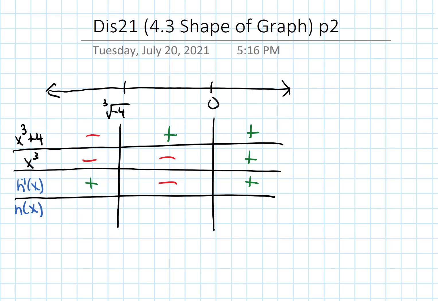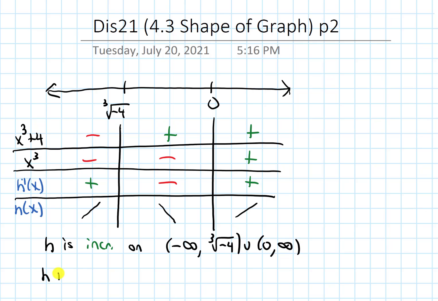Okay, so if the derivative is positive, that means the original function is increasing. Here as well, it's going to be increasing. When the derivative is negative, the original function is decreasing. So let's write down those intervals. h is increasing on the interval from negative infinity to the cube root of negative 4, union the interval from 0 to infinity. h is decreasing.